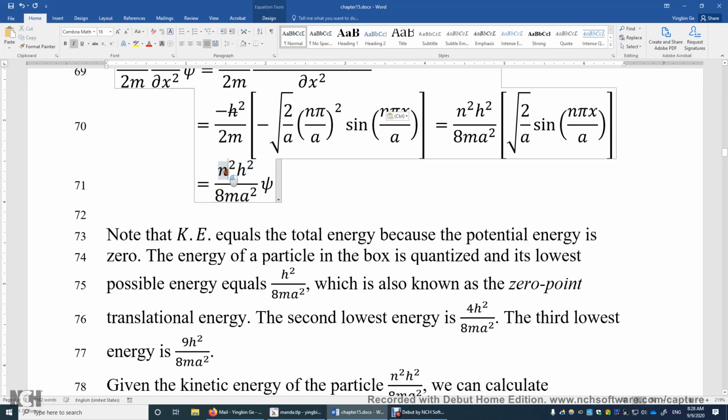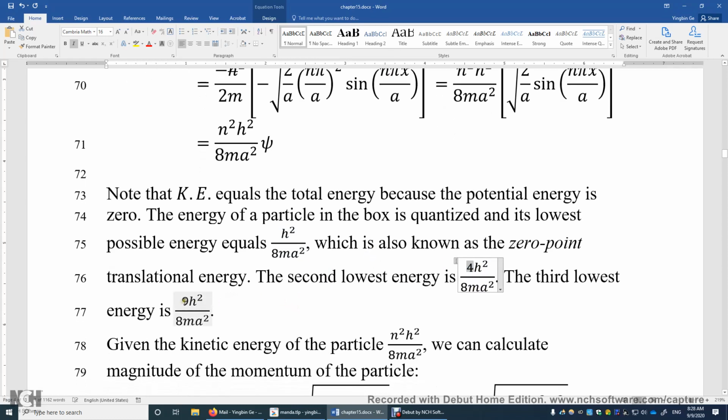Now, if n is 1, we have the lowest possible energy. It's h squared over 8ma squared. What's the second lowest energy? It's 4, it's 2 squared times h squared over 8ma squared. The third lowest energy is 3 squared times h squared over 8ma squared.